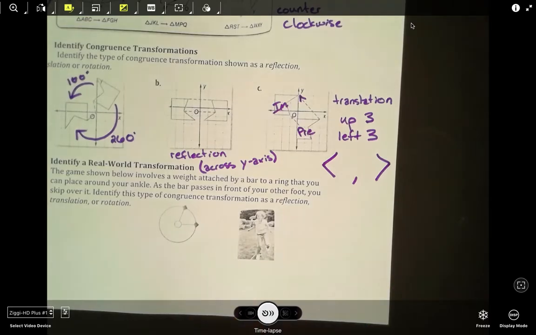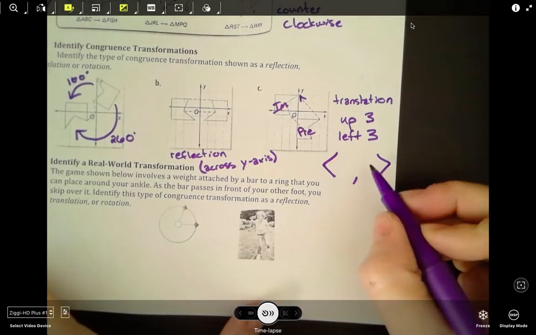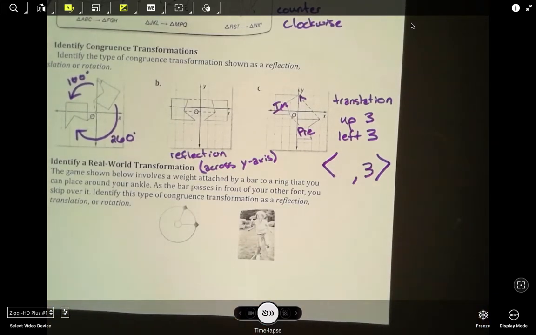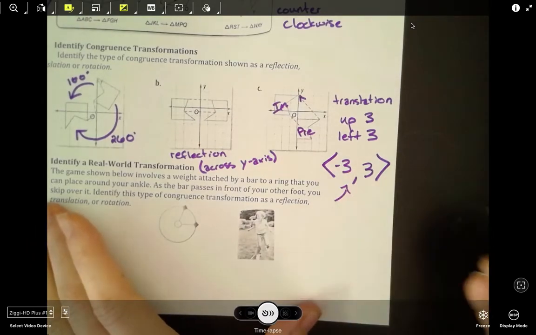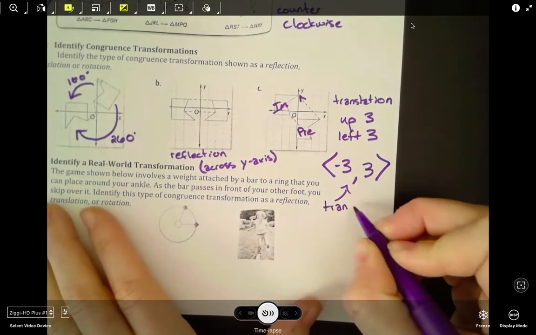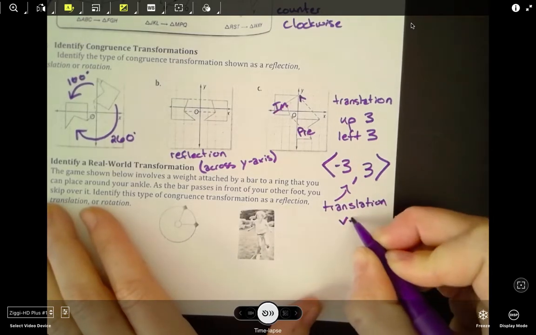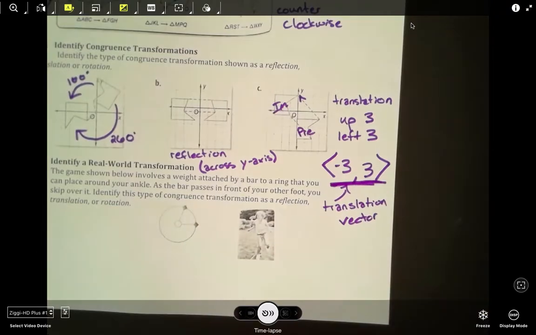So this translation, if we're going up 3 units, is that affecting the x coordinate or the y coordinate? Y, right? Y goes up and down. So up 3 means you have 3 up in the y spot, okay? And if I'm going to the left 3, that's going to affect the other one, right? The x coordinate. What do I put in the x spot right here? -3, because you're going left, you're subtracting 3. So this is the translation vector, they call it. Translation vector. This is talking about how you slide your image. We're going 3 up and 3 to the left. Okay, that's what he looks like.